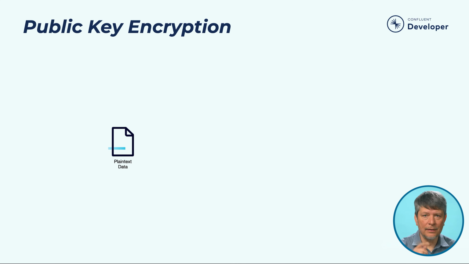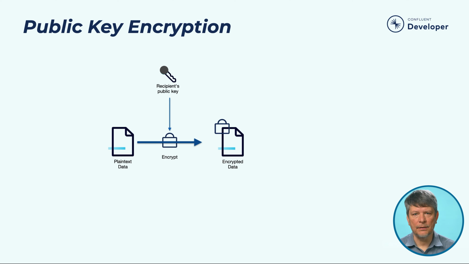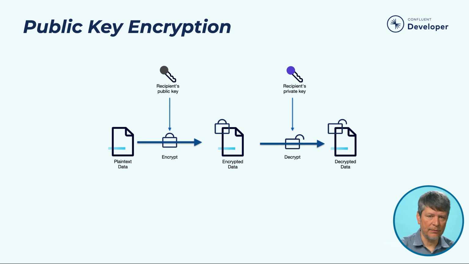Now, let's take a look at public key encryption. Unlike symmetric key encryption, public key encryption uses two separate keys, a public key and a private key. The public key is published for anybody to access, allowing them to encrypt messages intended for a specific other party. The private one is kept secret. Anyone can use the public key to encrypt data, but only the private key holder can decrypt it.